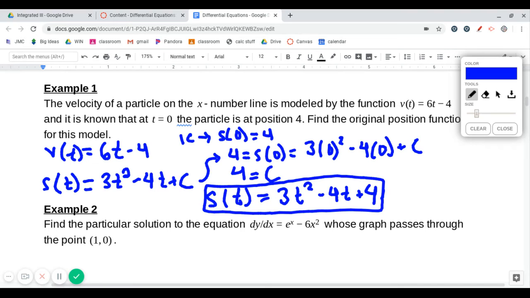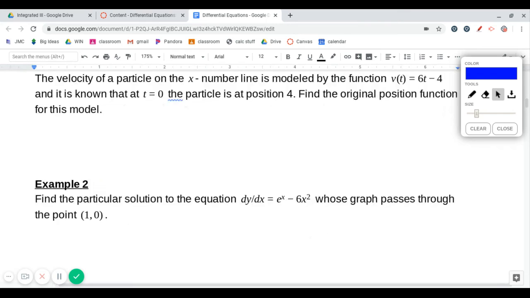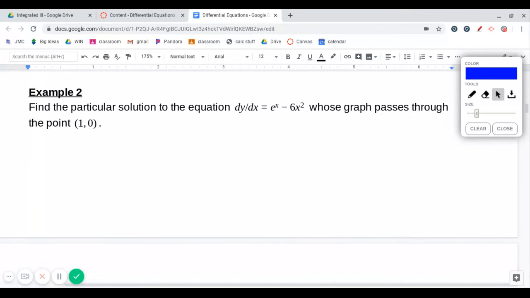Alright. And that is the position function for this model. Example 2. Find the particular solution to the equation dy/dx equals e to the x minus 6x squared, whose graph passes through the point (1, 0). Okay, particular solution means find y.